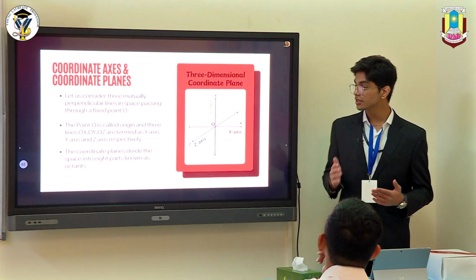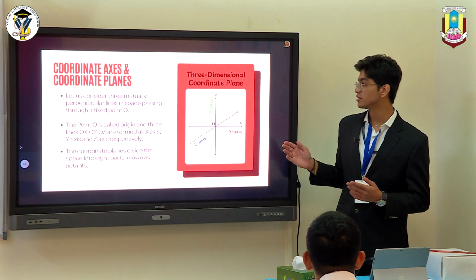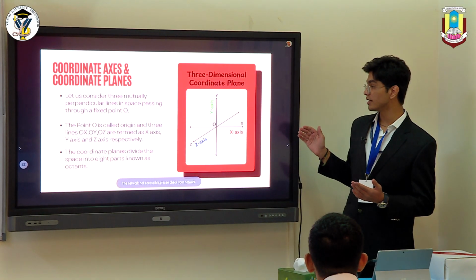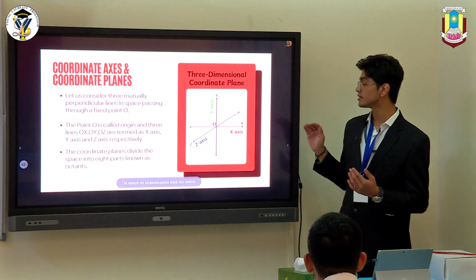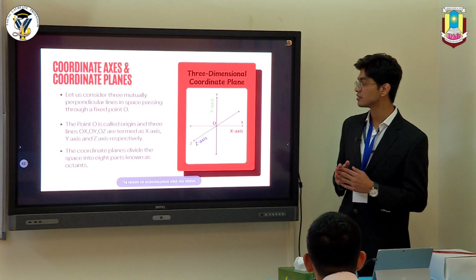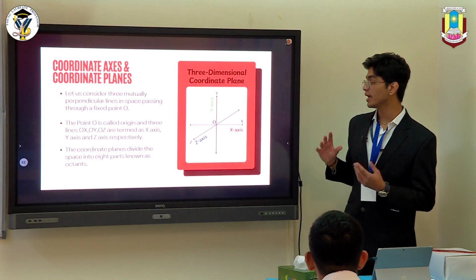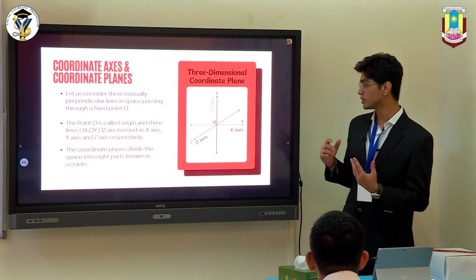planes. So if we consider there are three mutually perpendicular lines in space that are passing through a fixed point O, which is the origin, then these lines divide space into three planes, and these lines are the x-axis, y-axis and z-axis respectively. These planes, the coordinate planes, divide the space into eight parts, which are known as octants.